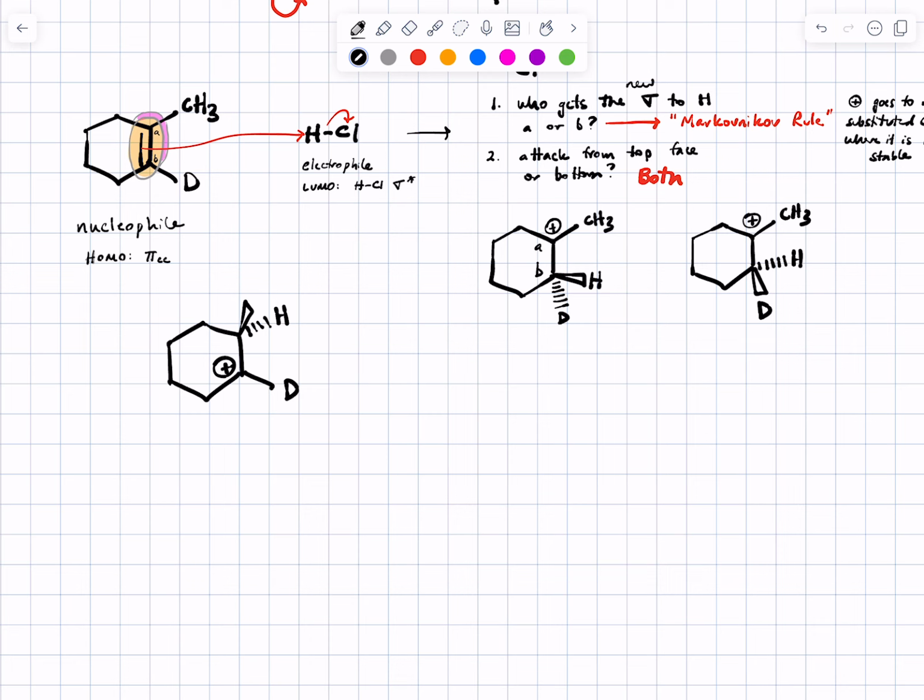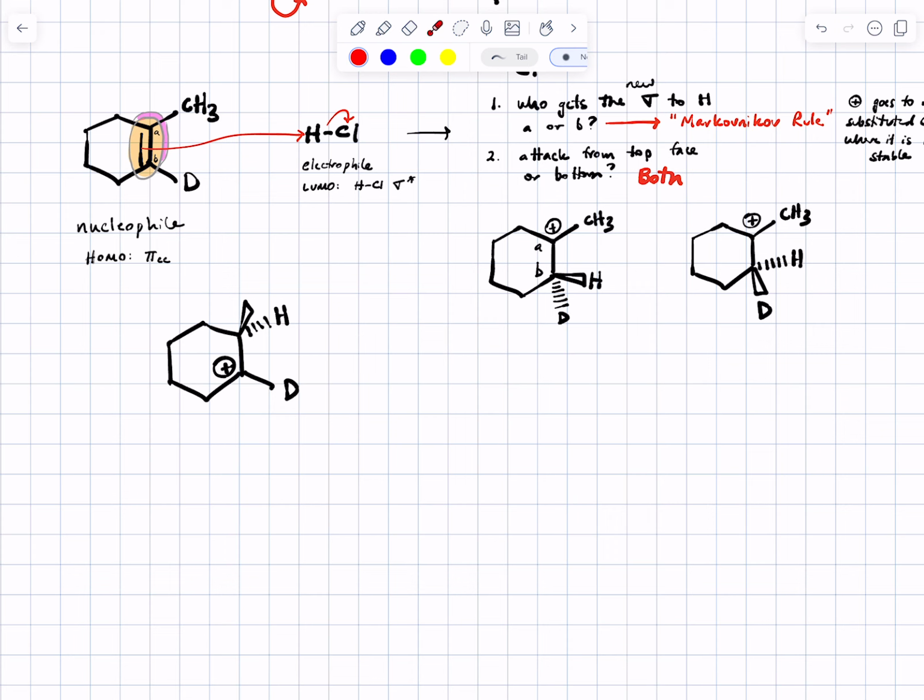Would that be similarly substituted because of the deuterium? No, deuterium for all intents and purposes is exactly like hydrogen. It's just a little bit heavier. But deuterium can't, like hydrogen, engage in hyperconjugation.